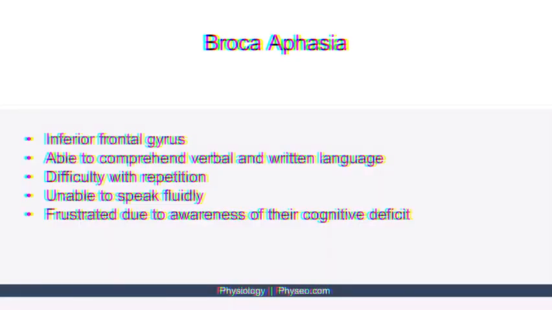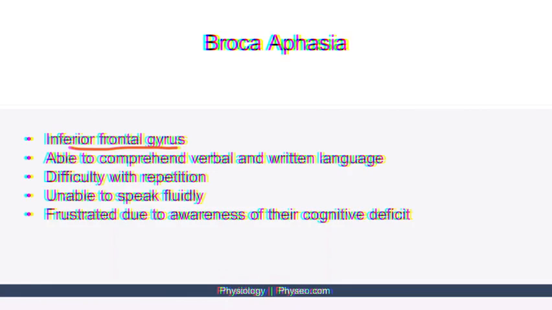For step one, you need to be familiar with several types of aphasia. It's most important to understand Broca's aphasia, Wernicke's aphasia, and conduction aphasia. Let's discuss Broca aphasia first. Broca's area is located in the inferior frontal gyrus, which we'll look at in a moment. If this region of the brain is damaged, then patients will present with several key findings.